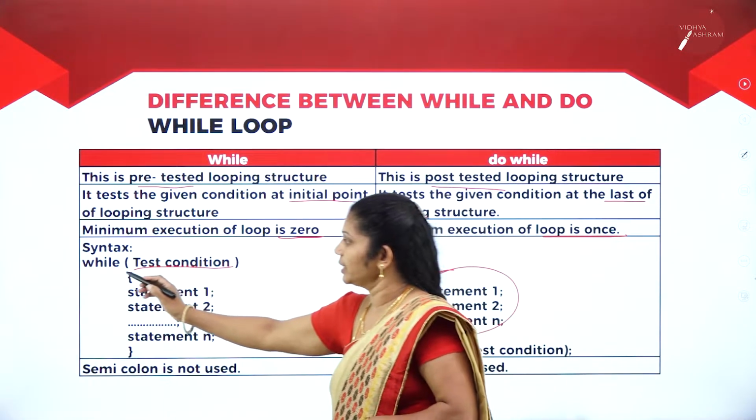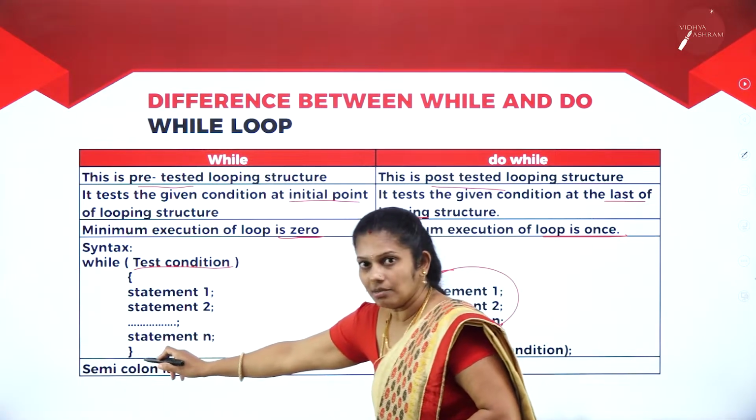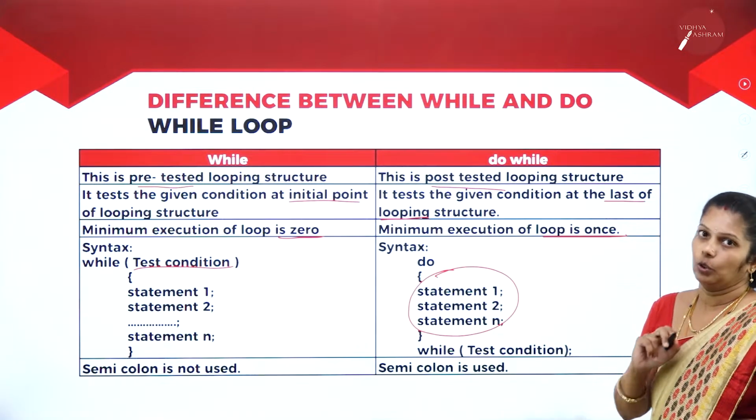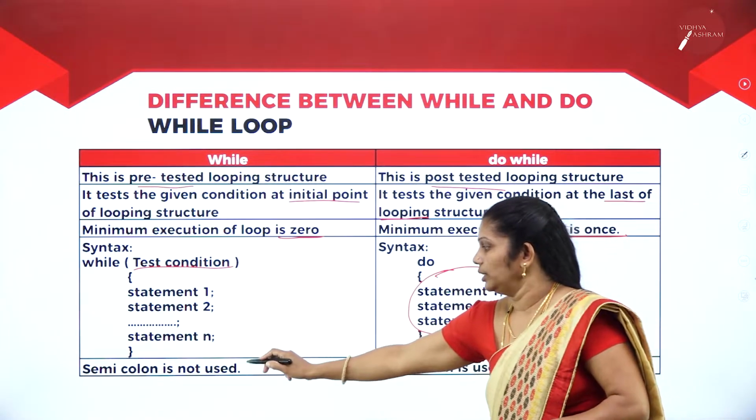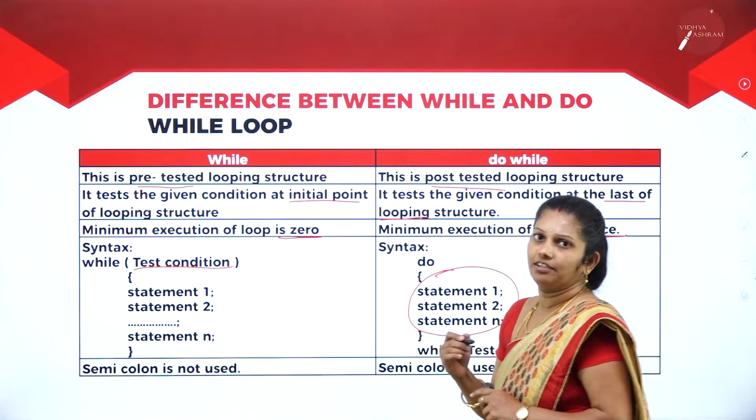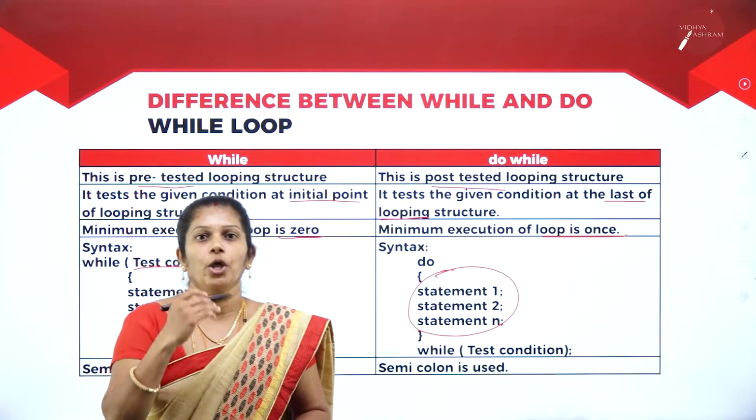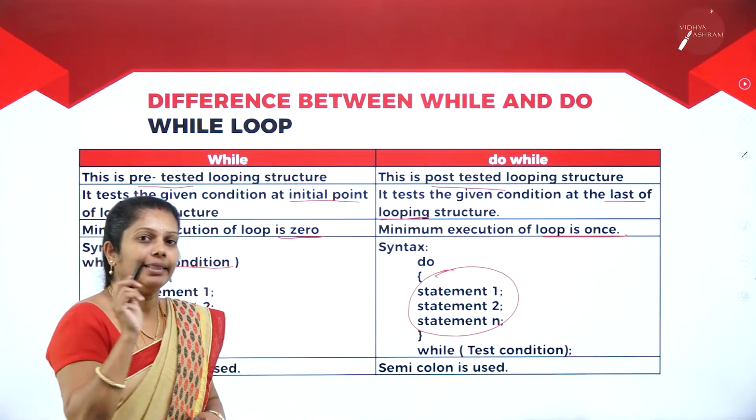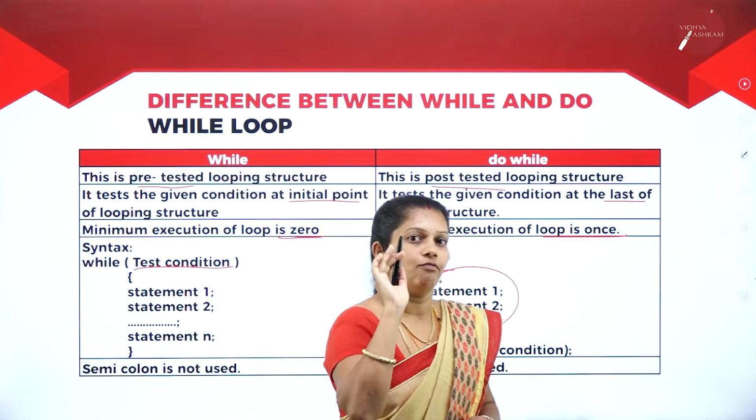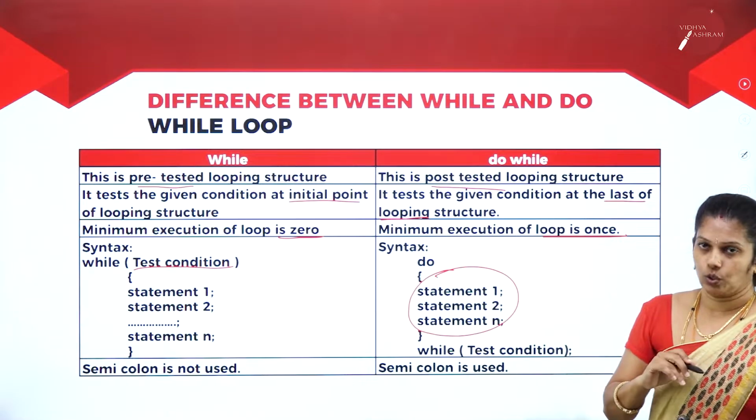And the general syntax is while, test condition, statement. Here we don't have any semicolon, but when we come to do while, at the end we have a semicolon. This is a major difference between while loop and do while loop. Because in the exam, you may get the question: write the difference between while loop and do while loop. Then you have to write minimum 5 points, because usually this is a 5 marks question.